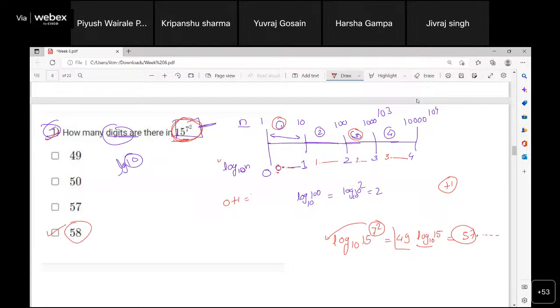Anyone, any doubt in this part? Yes, sir. Should we add one? I have a little bit of doubt, I'm confused. Then 7 square, then it has no meaning.